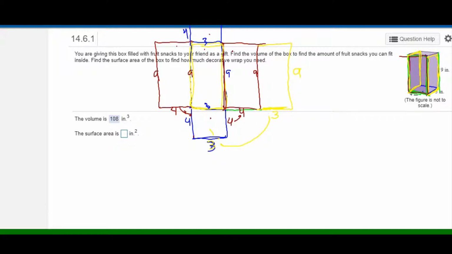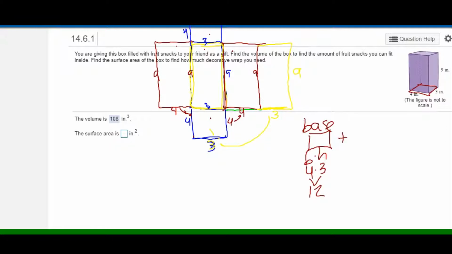Now I'm going to find the surface area of the figure. So my base has an area, so the base is right here. The base is a rectangle because the sides are not equivalent, so I'm going to use base times height, and that's going to be 4 by 3, which is equivalent to 12. Now this is the area of one base. And then I have a left and a right face that have the same area. So I'm going to do a right face, base times height, and the dimensions of that are going to be 3 by 9. So 9 times 3, and that's going to be 36.